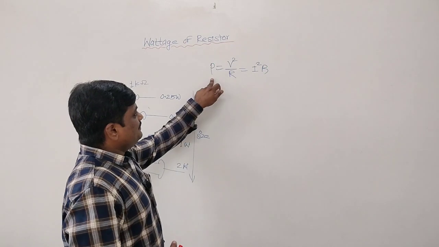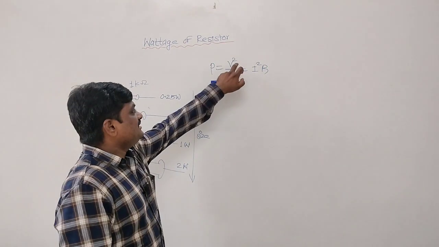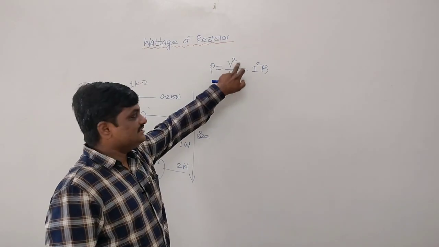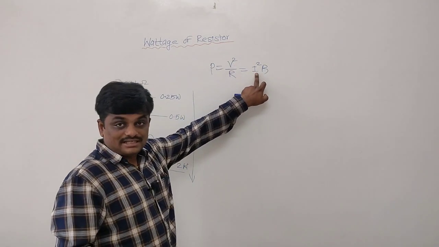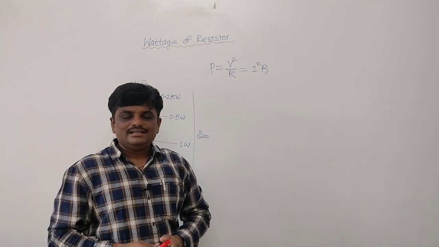So in this formula, P is the power which can be handled by that resistor. V is nothing but the voltage across the resistor. I is nothing but the current flowing through that resistor. So using this formula, we can find the power handling capacity.